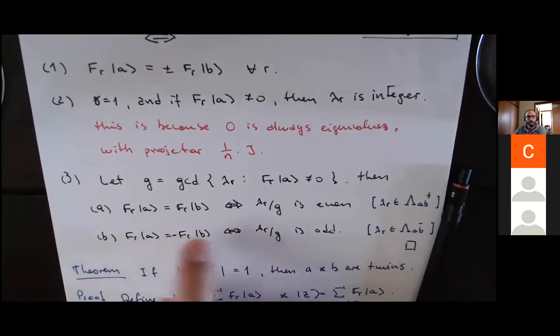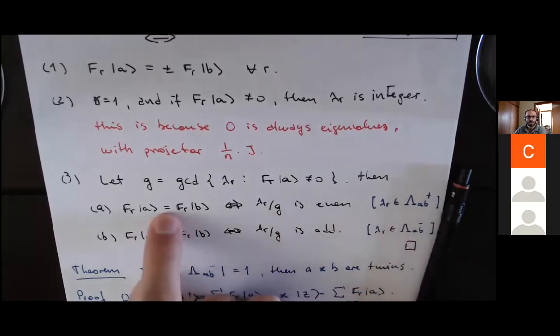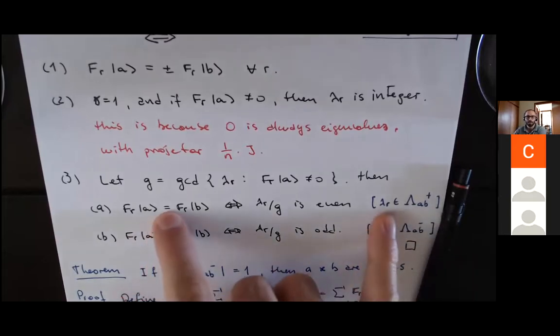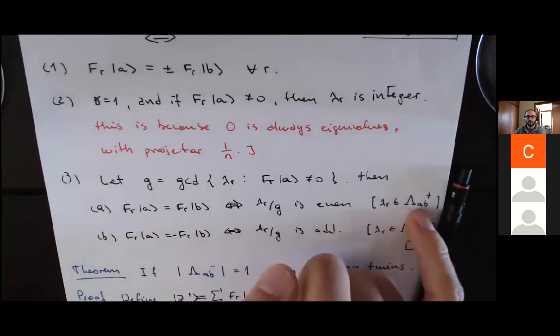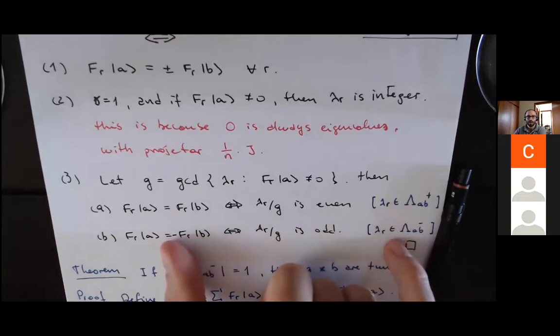Okay. And for whatever follows in this lecture, I'm introducing yet new notation. Whenever this is the case, I will say that lambda r belongs to the positive eigenvalue support of the pair of vertices a and b. And whenever this is the case, I will say that lambda r belongs to the negative eigenvalue support of the pair of vertices a and b. So this is simply my new notation.